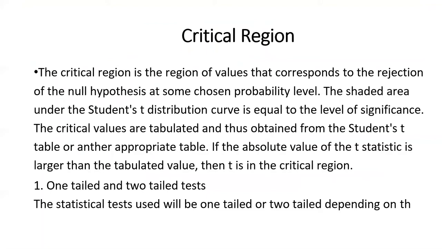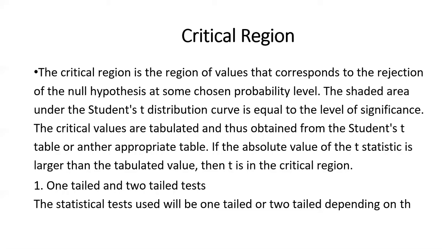Now some terminologies are starting, so be attentive. The critical region. Critical region is the region of values that corresponds to the rejection of the null hypothesis at some chosen probability level. It indicates a region of values where there is a chance that the null hypothesis will be rejected.